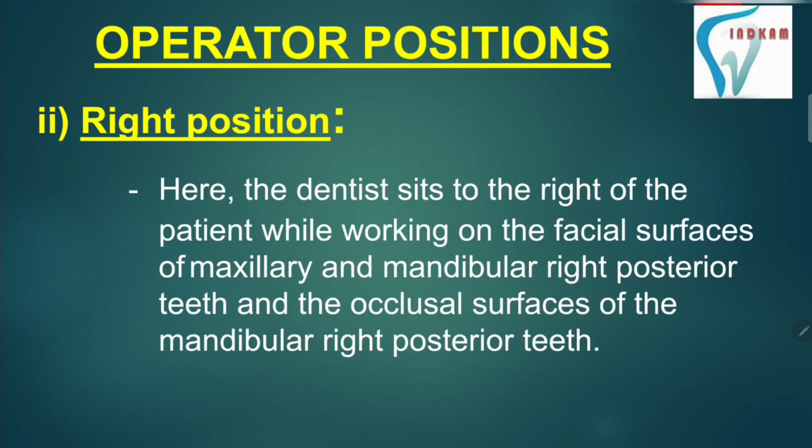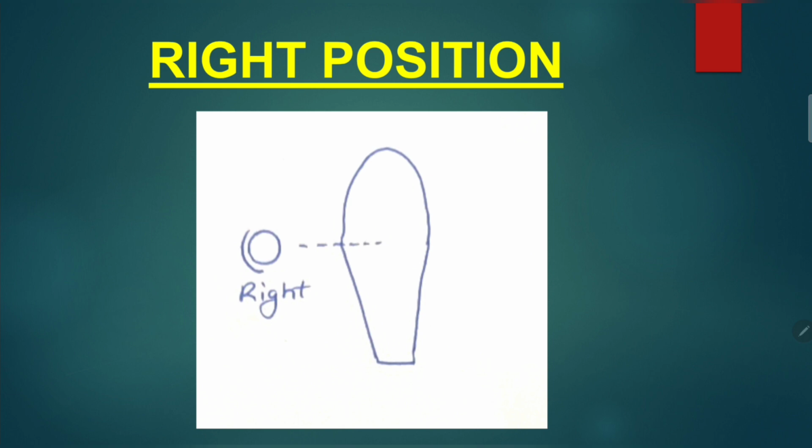Right position. Here the dentist sits to the right of the patient, that is extreme right of the patient, while working on the facial surfaces of maxillary and mandibular right posterior teeth and the occlusal surfaces of mandibular right posterior teeth. Let's see this also in diagram. See, this is the dental chair and this is the stool. So the dentist is sitting just right to the patient.